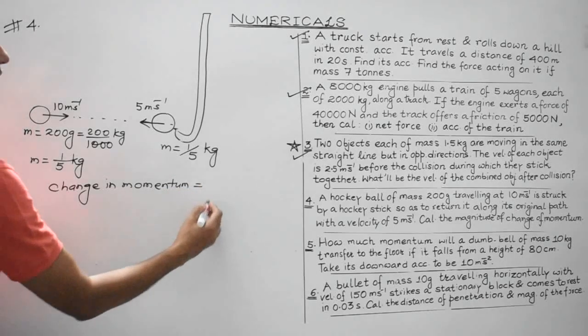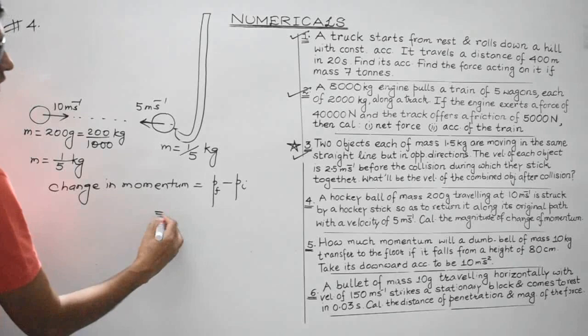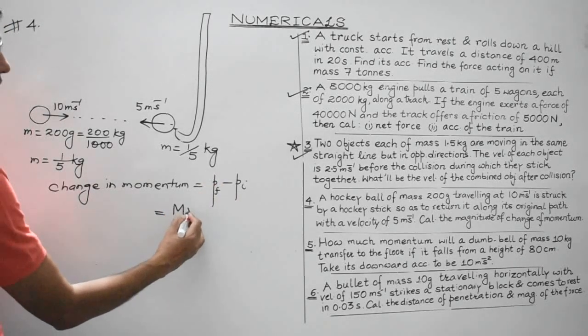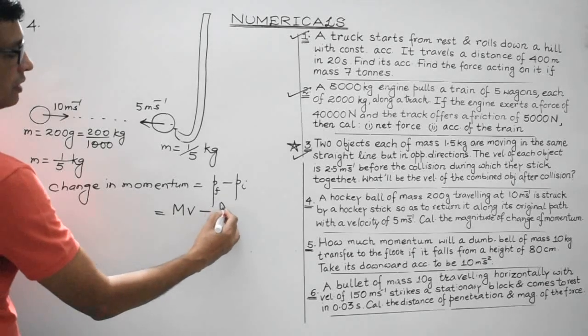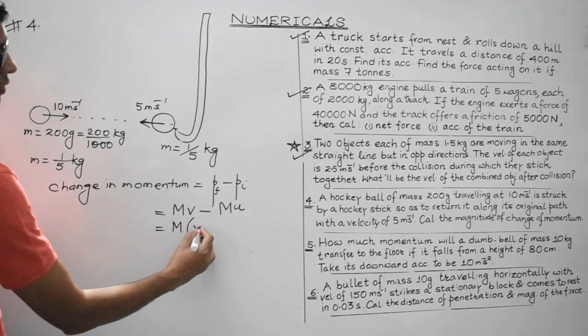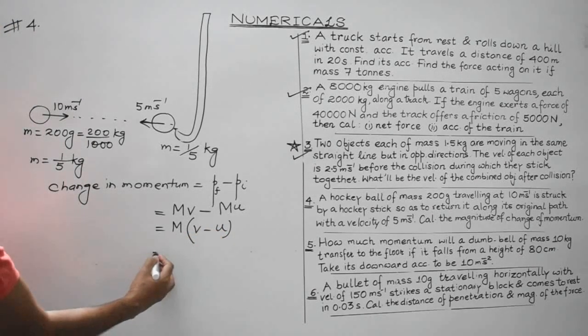Change in momentum is PF minus PI. Final momentum minus initial momentum. Final momentum is MV. Initial momentum is MU. So it will be M(V minus U). Right, students? Okay, this is to be found.